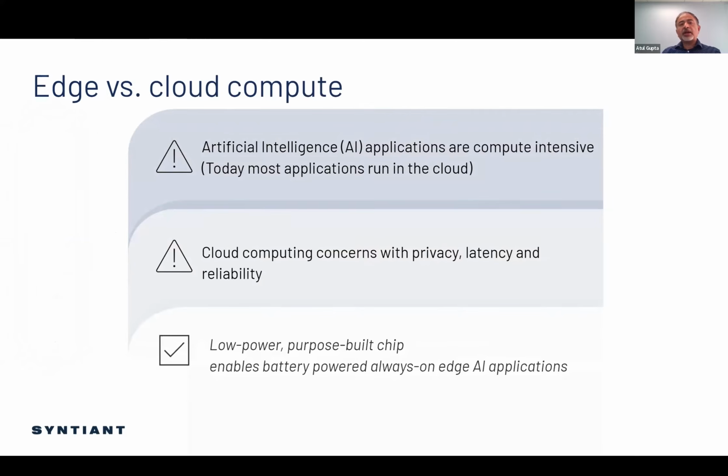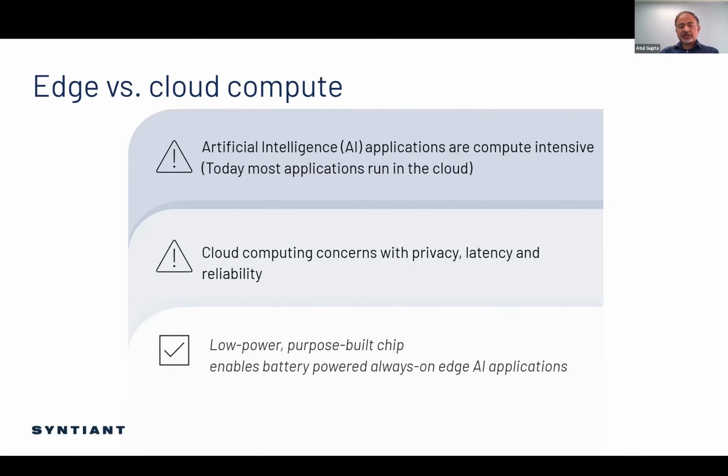As we all know, artificial intelligence applications are compute intensive, and that's the reason why most of the applications are running in the cloud. But when you run something in the cloud, people are always worried about privacy because all the data goes to the cloud. Not only that, there is latency because the signal has to go all the way to the cloud and come back. And what happens if the link is not that reliable, especially when you're using these solutions in the field? So reliability is a concern.